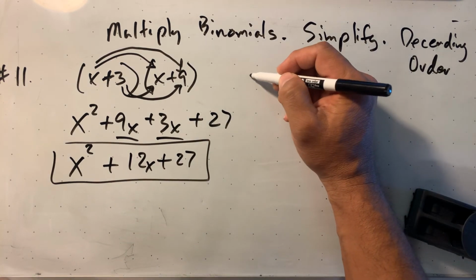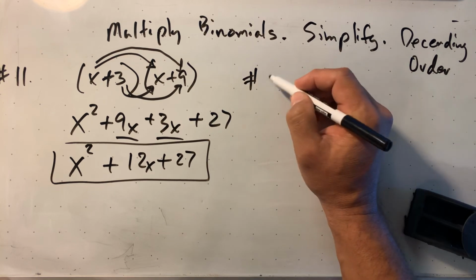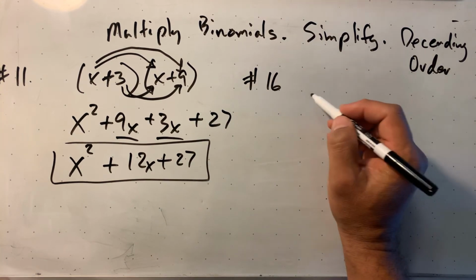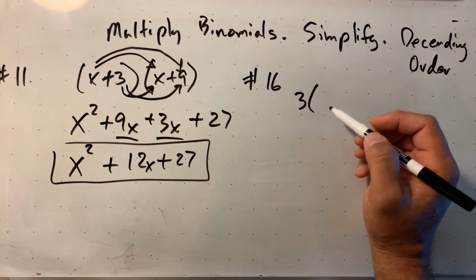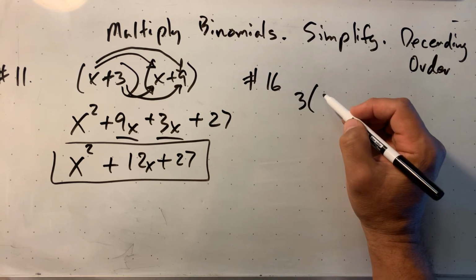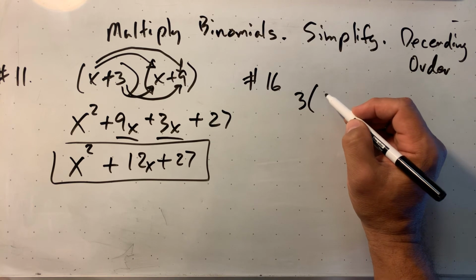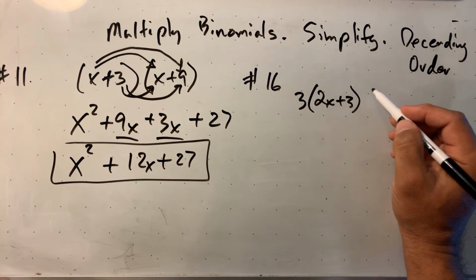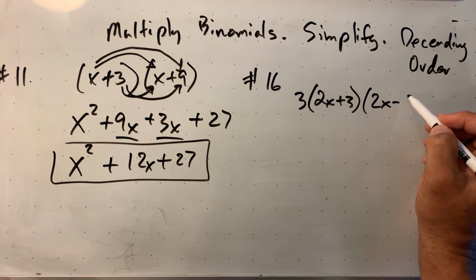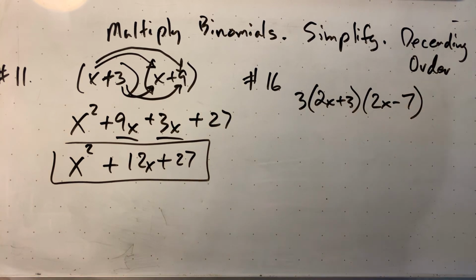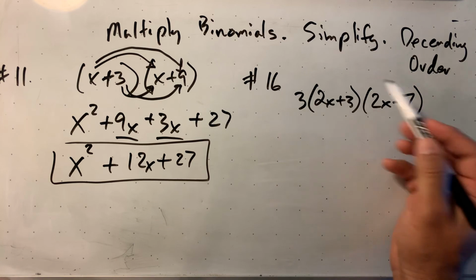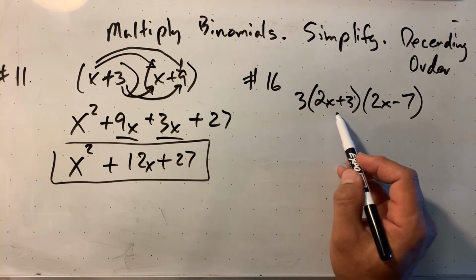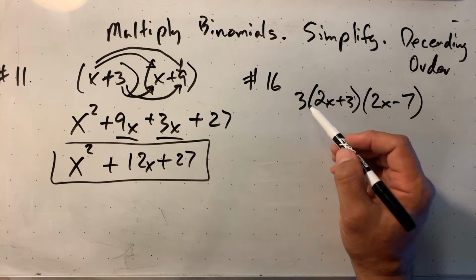Let's try another one. All right, this one's a little bit more difficult because you've got 3 things you're multiplying together. So 3 times 2x plus 3, and then we're going to multiply by 2x minus 7. So when it comes to multiplication, it doesn't matter what order you multiply these in. I'm just going to tackle this first one here, this 3 times the 2x plus 3, and we're just going to use the regular distributive property.